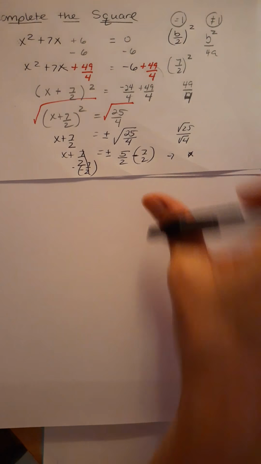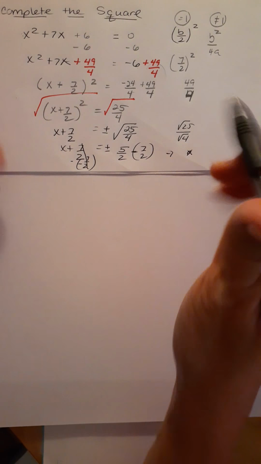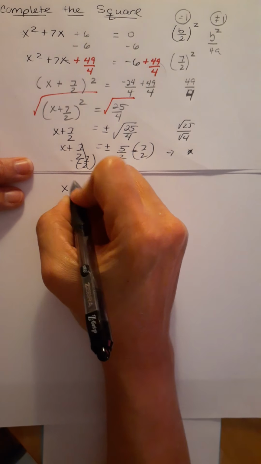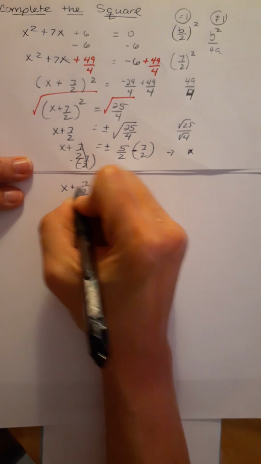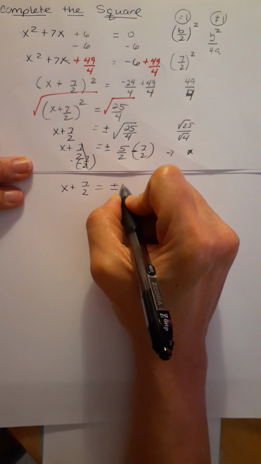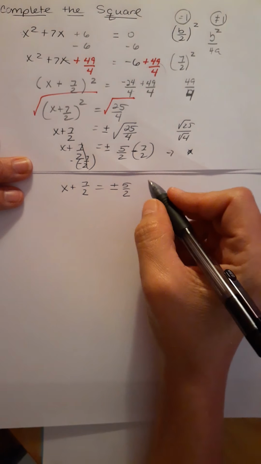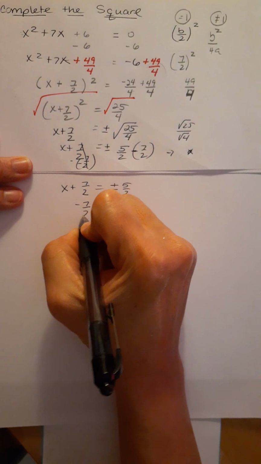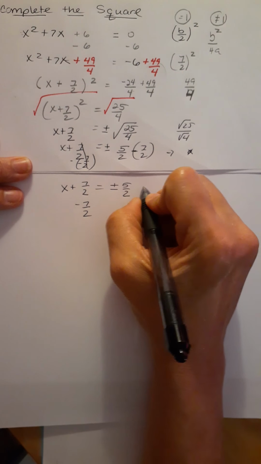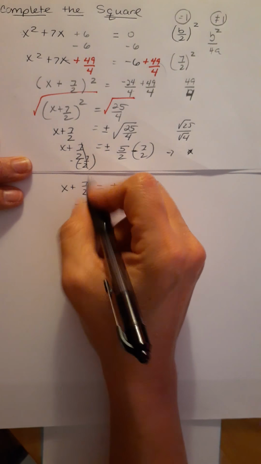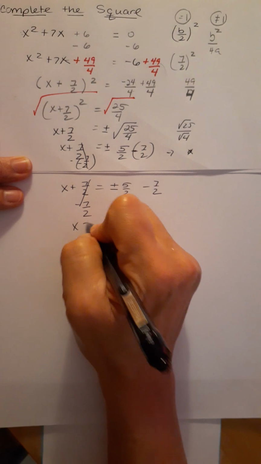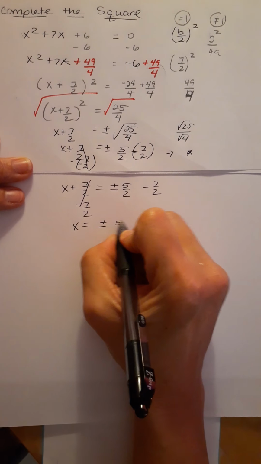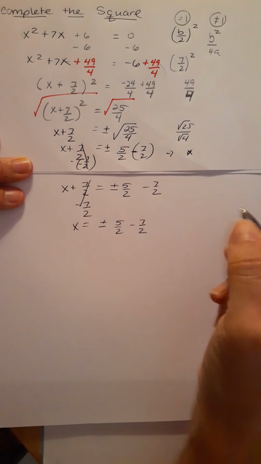All right, and just so you can see it. All right, so we were here. Let me rewrite it. X plus 7 over 2 equals plus or minus 5 over 2. Okay, now I'm going to subtract 7 over 2 minus 7 over 2. All right, this cancels. X equals plus or minus 5 over 2 minus 7 over 2.